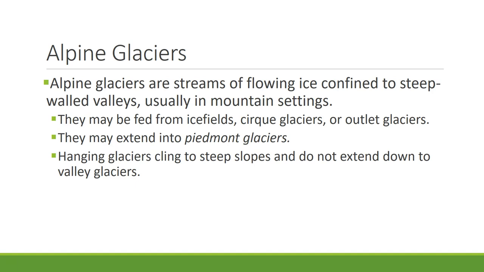Alpine glaciers are the classic glaciers we see in European mountain scenes. Alpine, or valley glaciers, are streams of flowing ice confined to steep-walled valleys in mountain settings. They are fed from ice or snowfields, cirque glaciers, or outlet glaciers. These glacial features are much smaller than the continental scale ice that forms at the poles.